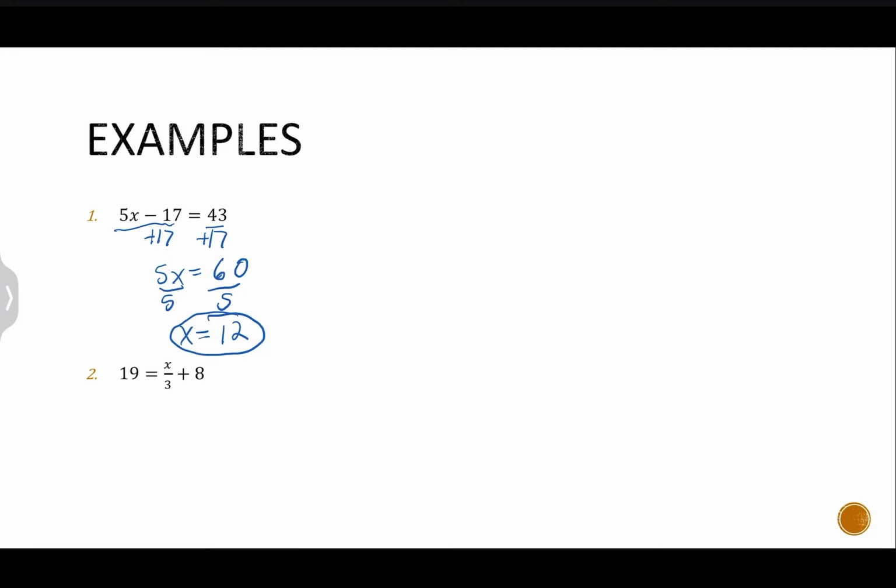For problem 2, I have that 19 is x divided by 3 plus 8. The first thing I want to do is get all my constants on one side. So I'm going to subtract 8. That gives me 11 equals x over 3. Next, my variable is not lonely. He's hanging out with this 3 in his denominator. So what I'm going to do is multiply both sides by 3 in order to get rid of that fraction, because I really don't like working with fractions. I don't think you guys love it either. That gives me 33 equals, these 3's will cancel, x.